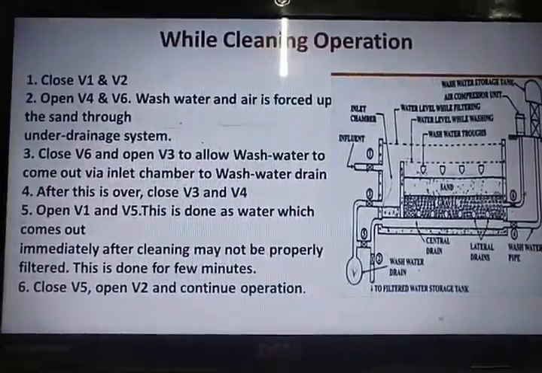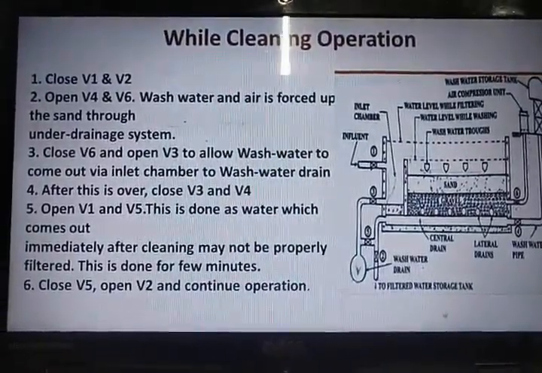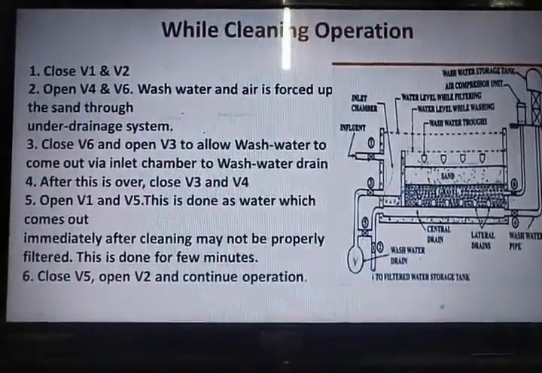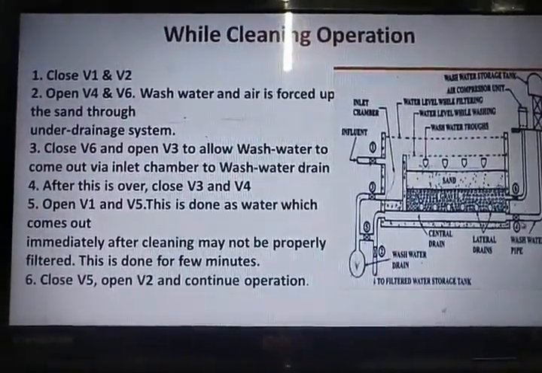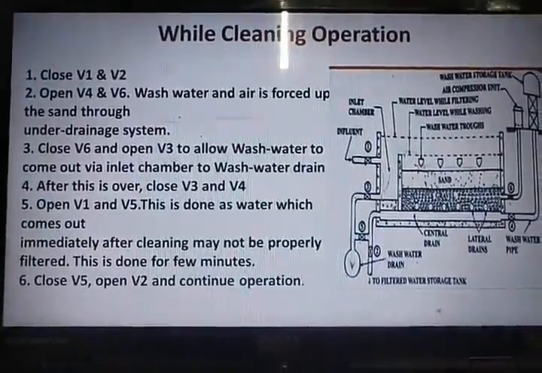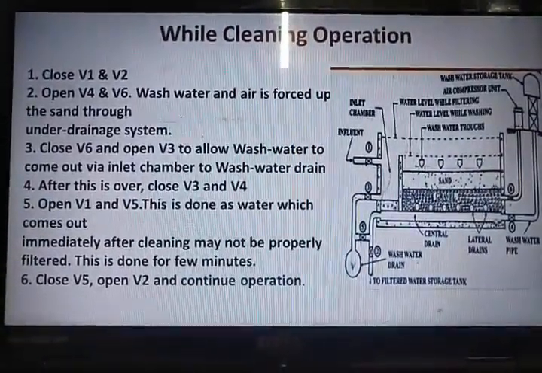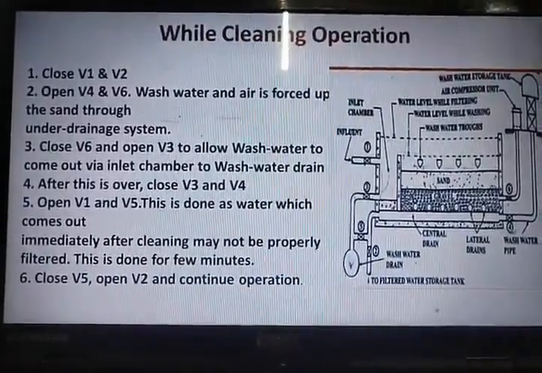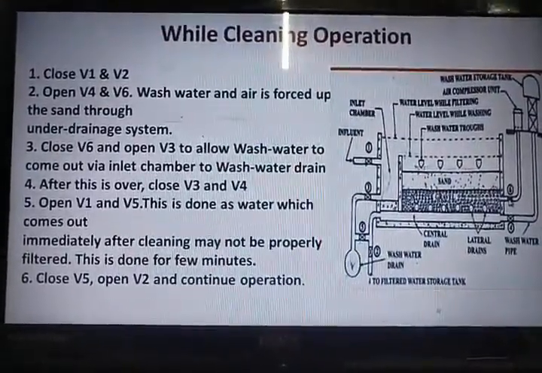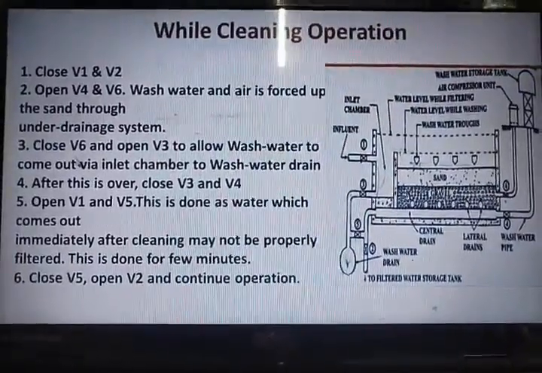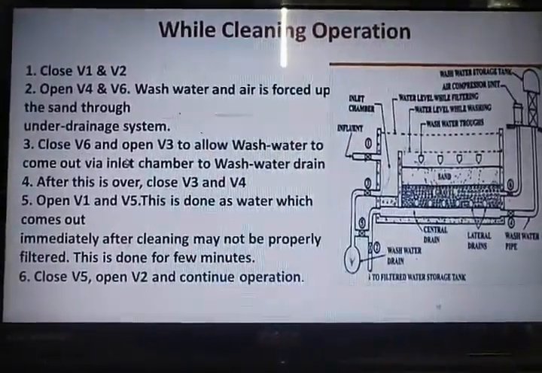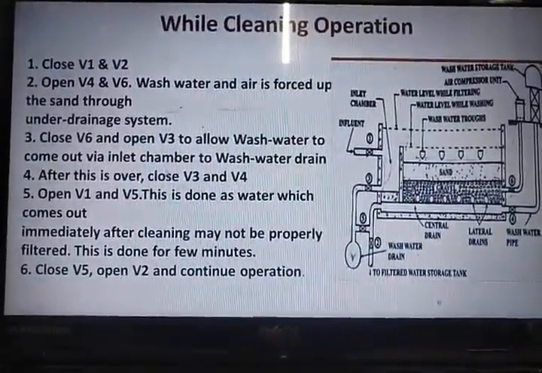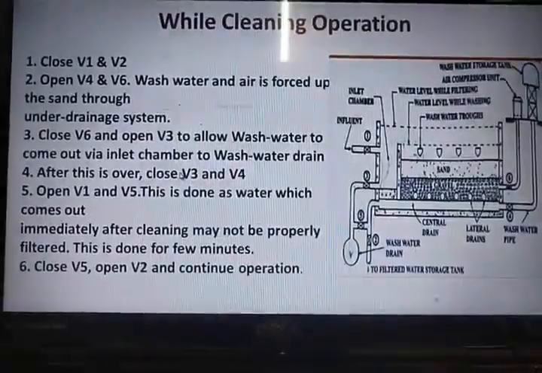Okay, so V6 is the valve which is used to pass the air through the bed of the filter media, and V4. So initially we will first open the air valve, before letting the backwash water in for a few minutes. Okay, then we'll close the valve V6 and open V3 valve to allow wash water to come out via inlet chamber to wash water drain.